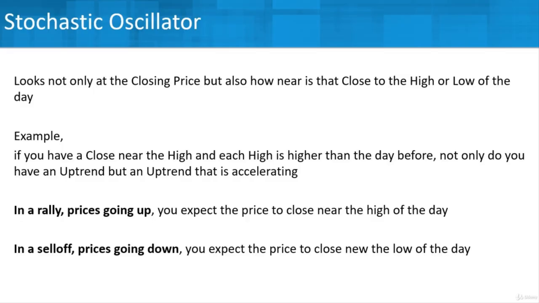not only do you have an uptrend, but you have an uptrend that is accelerating. It's getting faster, it's getting stronger. So in a rally, prices will keep going up like that, and you expect the price to close near the high of the day. In a sell-off, the opposite, prices are going down, and you expect the price to close near the new low of the day. So in this little description, you can kind of see we're trying to measure how strong these trends are. Are they accelerating? And the stochastic oscillator, using the mathematical equations behind it, does that for us.